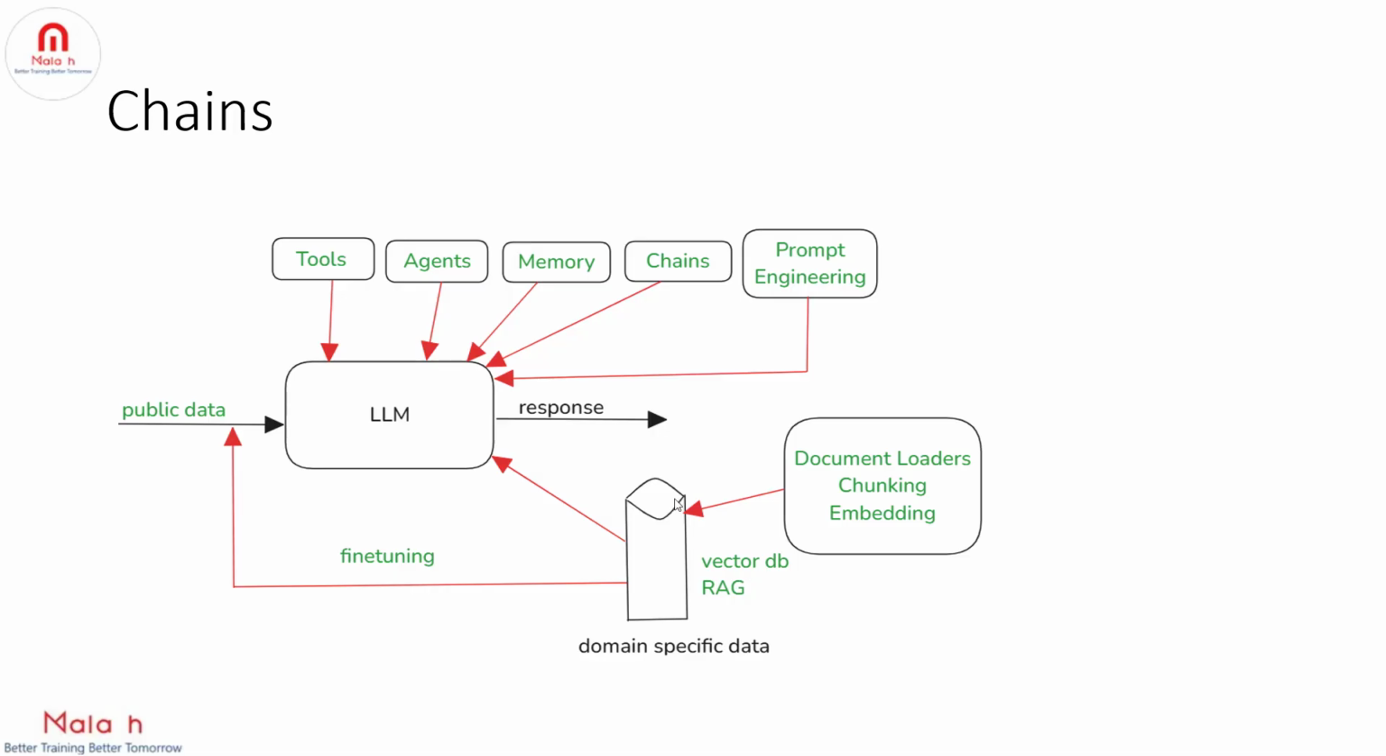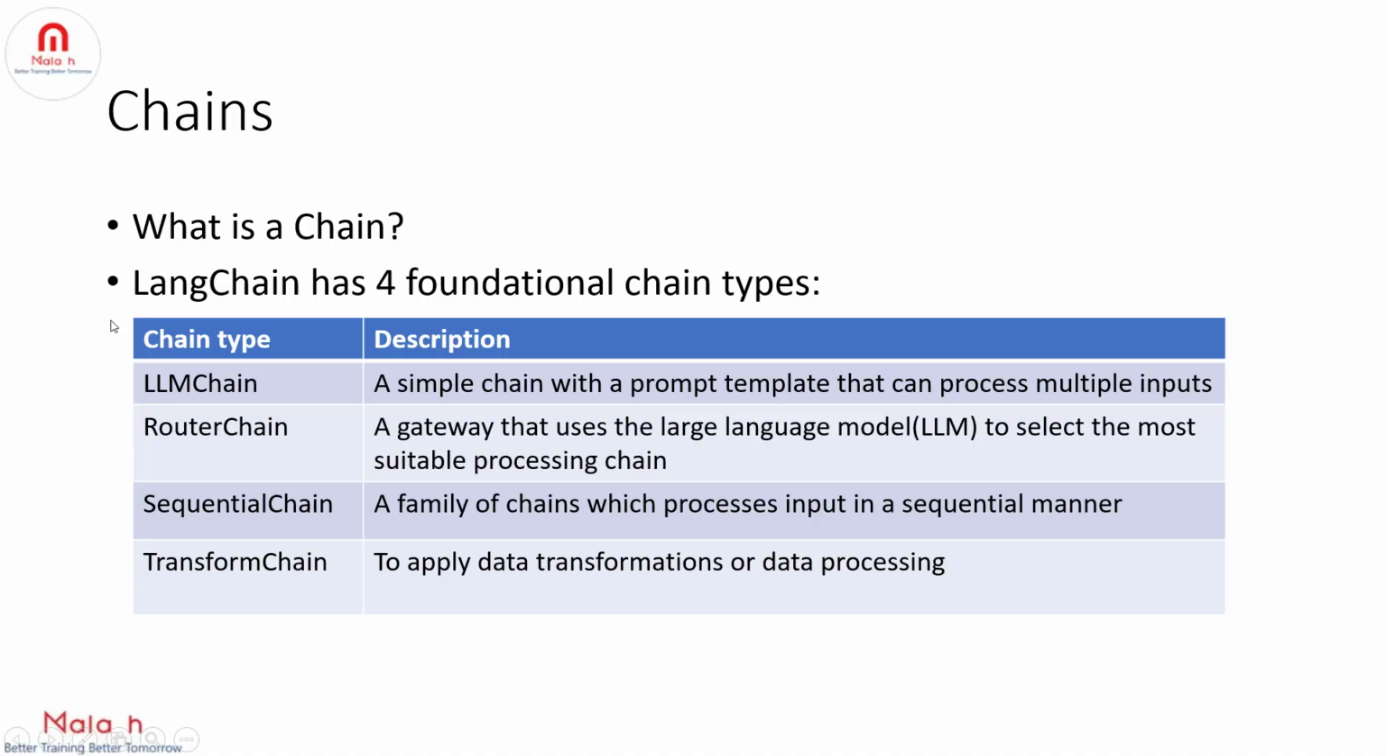And then we have seen different prompt engineering techniques, that is how to ask a right question to get the right answer from the LLM, right? And then we have seen how to provide memory to an LLM so it can remember the context for any sequential questions, right? And tools and agents we will cover in the upcoming lectures. And now let's see chains, right? So what is a chain?